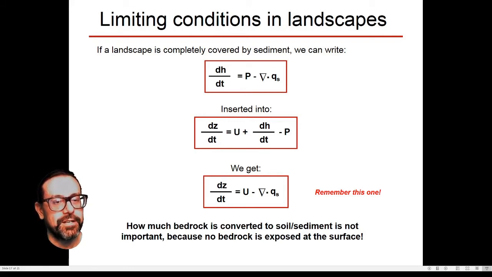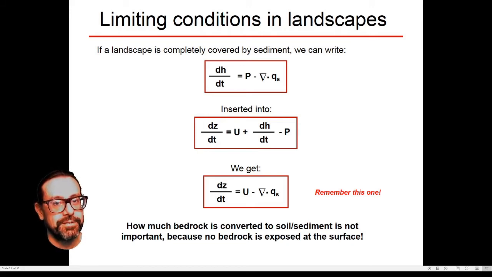So if we take that expression for soil thickness change and we insert it into this generalized continuity equation that we were deriving for the landscape a few slides ago, we can see that the change in landscape elevation with respect to time becomes equal to the uplift rate minus the sediment flux divergence. Now we arrive at this equation right here by taking this and inserting into the equation that we derived from our block diagrams a few minutes ago.